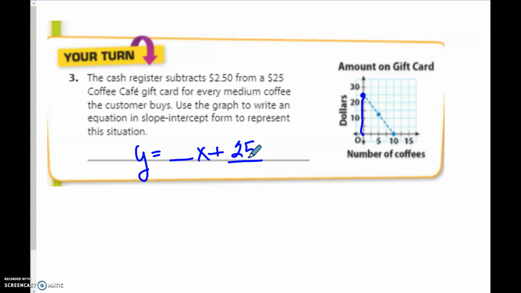And then, what does it say here? It subtracts $2.50. So every time is $2.50 coming out of your account or off of your gift card. So we are going to subtract $2.50. Okay, so the change every time, every coffee you buy is your change, and that is your slope.